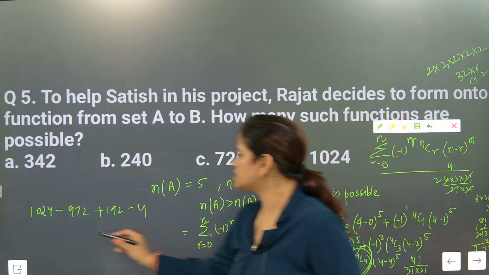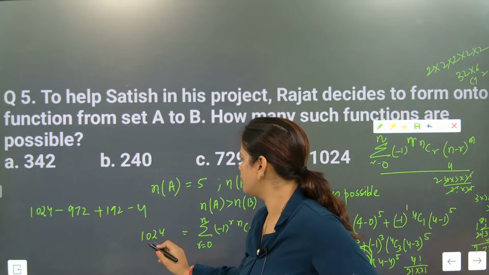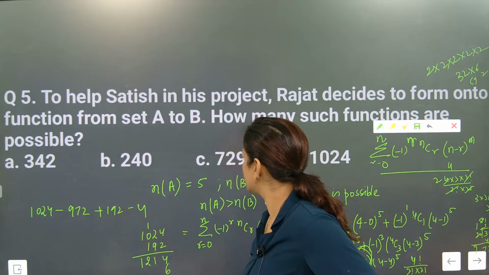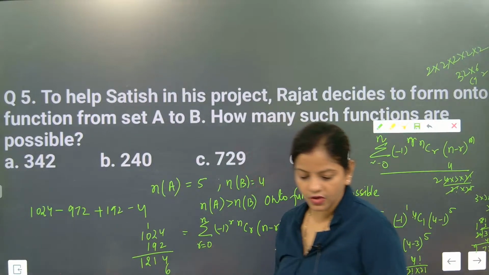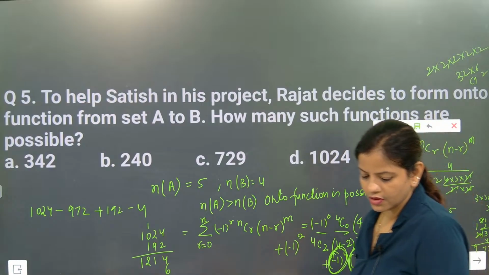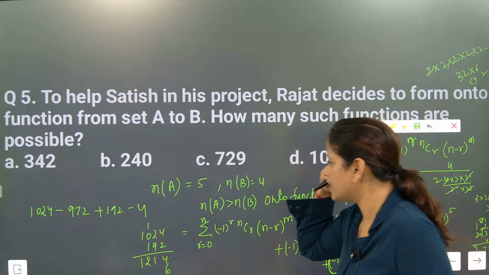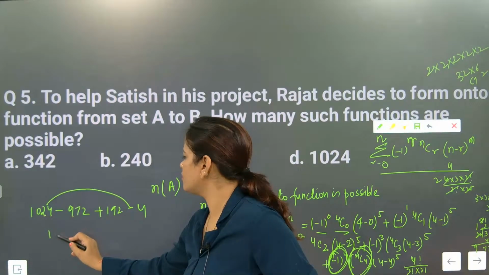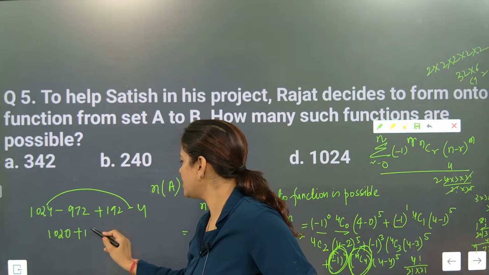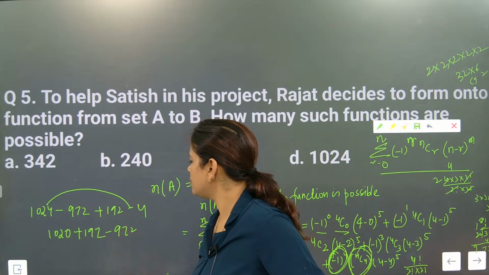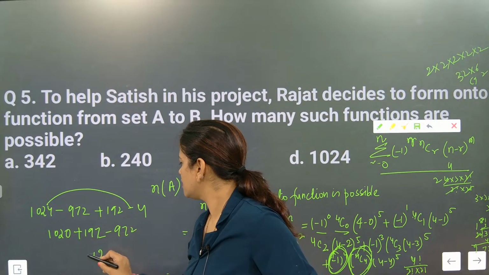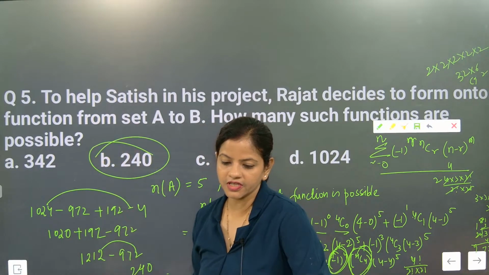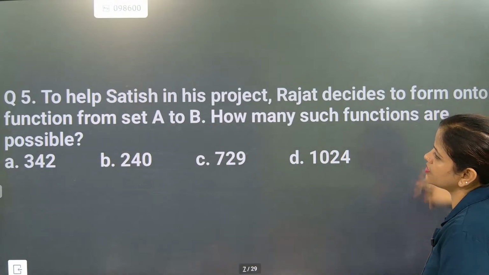Now you do this calculation: 1024, 192, 972, and 4. 1024 minus 4 will become 1020, plus 192, minus 972. 1020 plus 192 is 1212, minus 972: 240 is coming as the correct answer. So like this you have to solve. This is the fifth question and 240 is the answer.